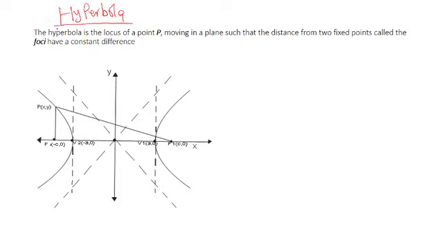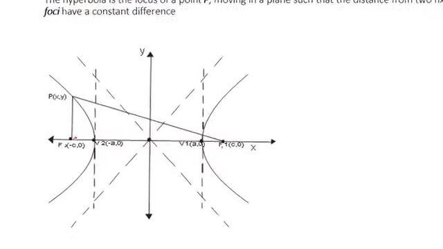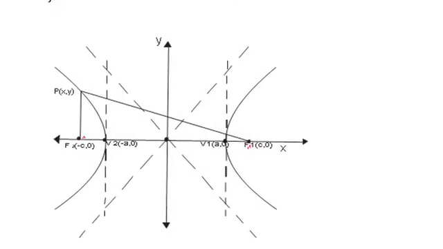Okay, welcome back. The hyperbola is the locus of a point P moving in a plane such that the distance from two fixed points called the foci have a constant difference. Now you can have the fixed point, distance from this fixed point and this fixed point. The difference from here to here is always equal to difference from here to here. So the difference from two fixed points is usually equal at a given point.